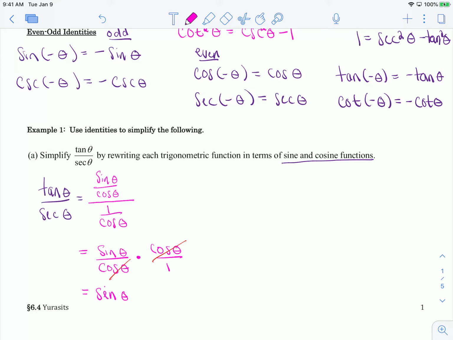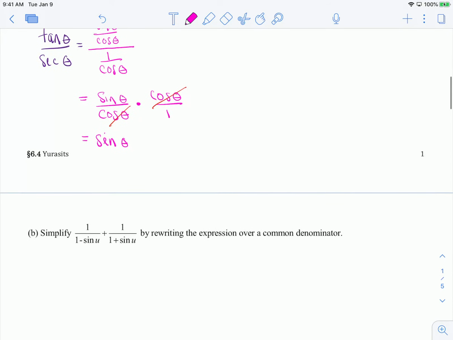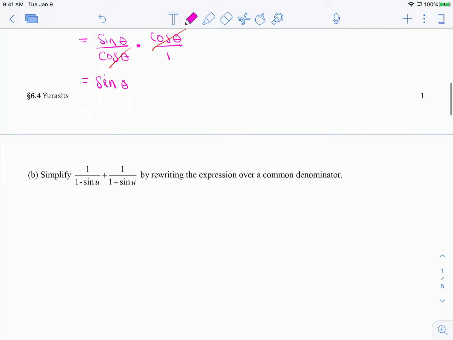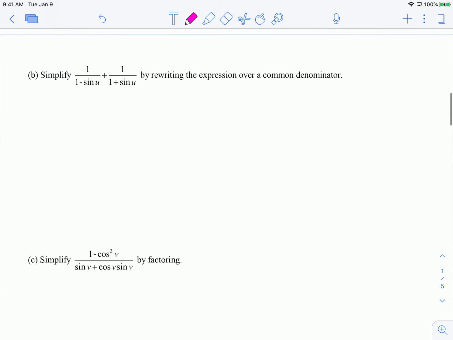So really what this is testing, if anything, are your algebra skills. And that is imperative for you to be successful in calculus. It's not calculus that's the challenging part. It's just the algebra that you've learned up until this point that you have to use in calculus. So if you are struggling with these, please reach out to me because it's probably an algebra mistake, if anything, and not a trig mistake. So B.